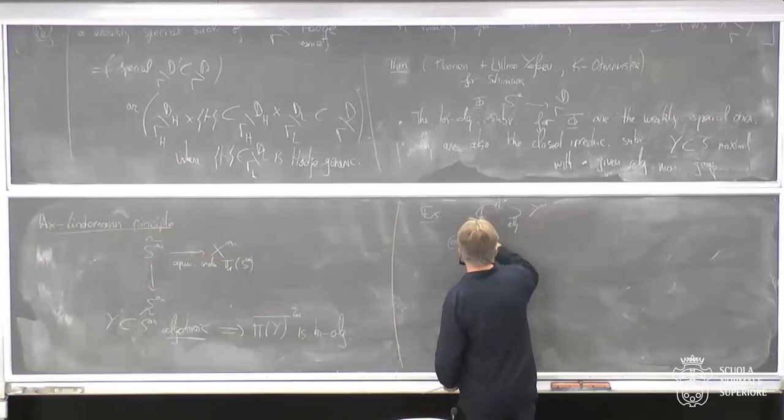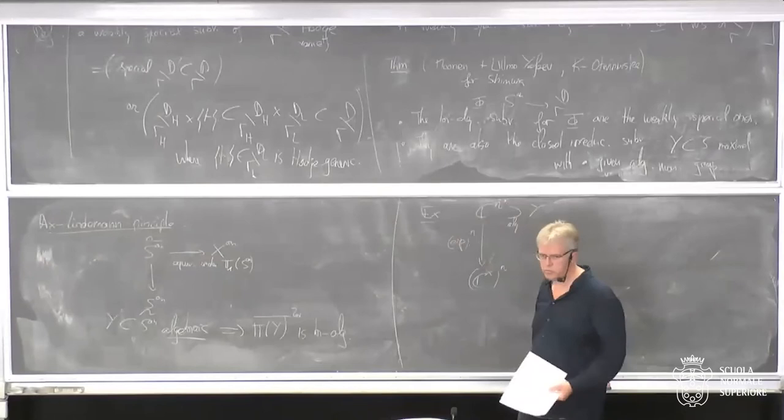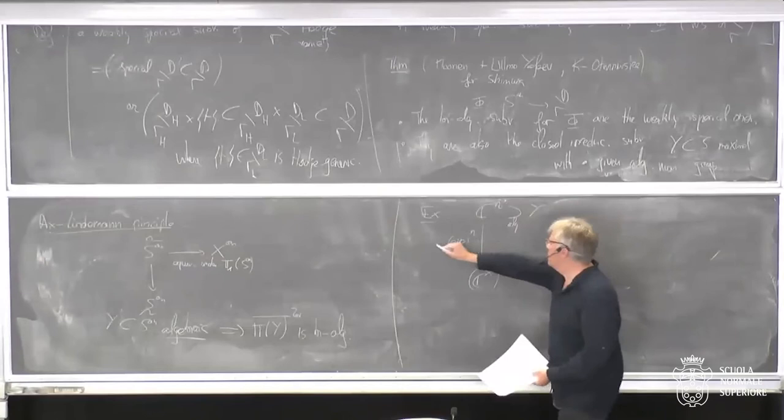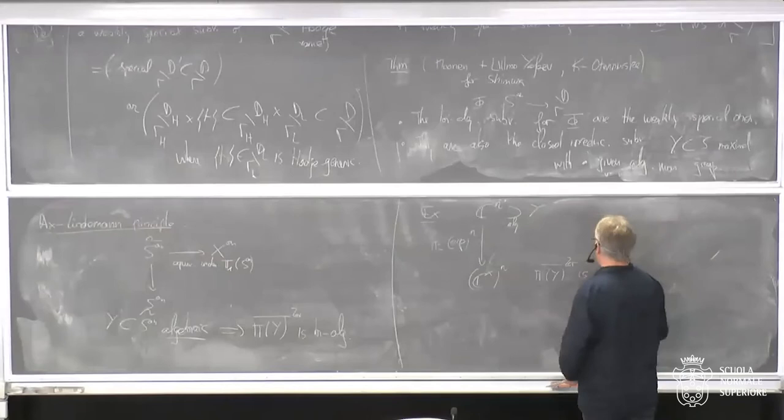So I come back to the example of the torus. Take something algebraic here, take the exponential, you can normalize by putting 2 pi i if you want. Take the Zariski closure, and the result is that thing has to be a translate of a subtorus. It's bi-algebraic, so a translate of a subtorus.